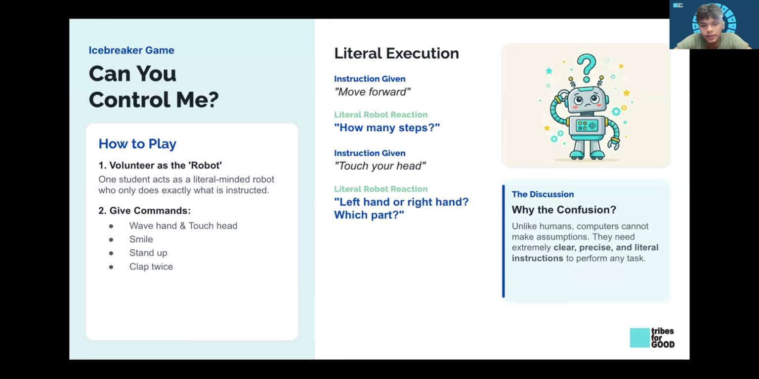But in the right hand side, what you see is AI. I will ask the question, for example, move forward. But AI will ask how many steps because it wants a specific answer. Then I will ask, touch your head. But then the AI will ask, is it left hand or right hand? We have two hands, right? So it could be anything. So it wants a specific answer for anything, and then it will give the correct output. So this is what the game explains.